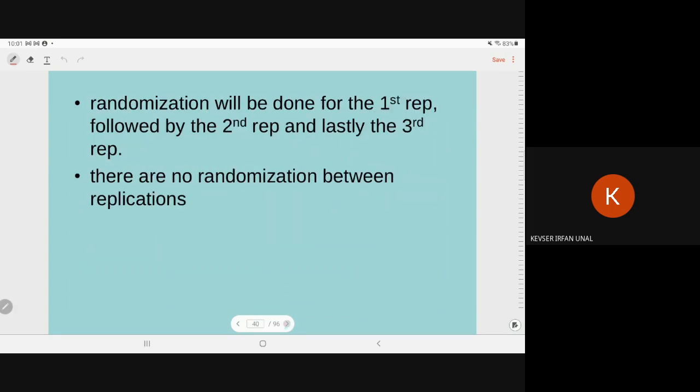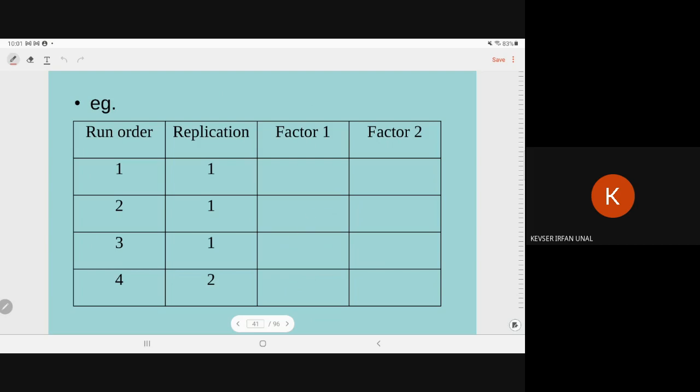This is just an example of a way to record your run order. It doesn't have to be like this. You can use any form or format, as long as you know what your run order is and you follow the run order.